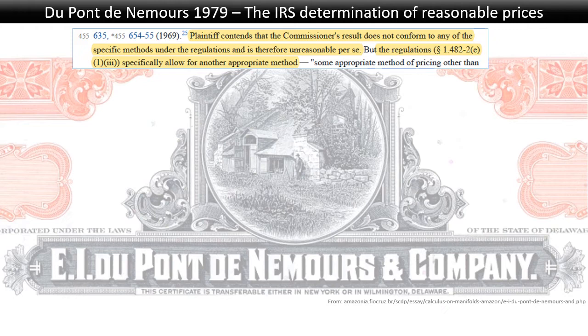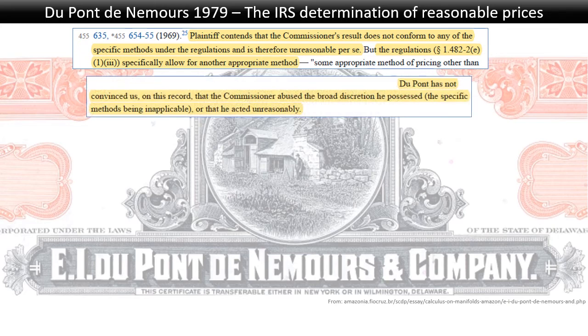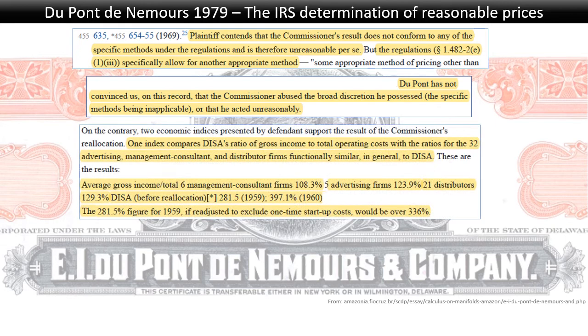They've done a fourth method. Well, I guess what we would today call a sixth method, or another method, or the OECD calls another method, besides the five. They've done another method and the regs allow for it. DuPont has not convinced us on this record that the commissioner abused the broad discretion he possessed, or that he acted unreasonably, because that's what DuPont had to show. They had to show that the commissioner acted unreasonably.